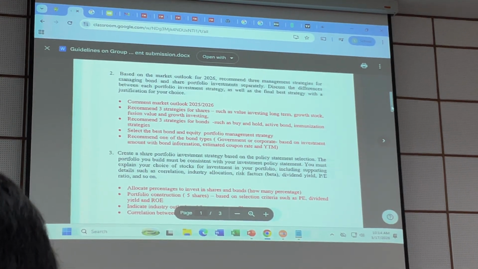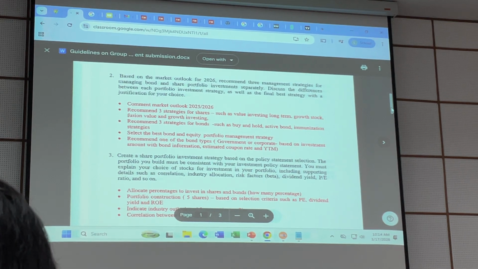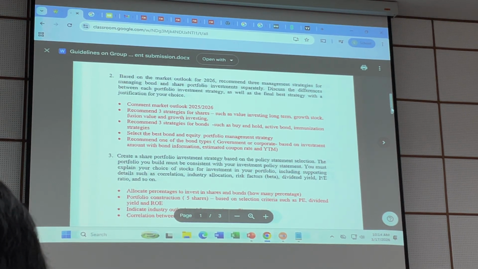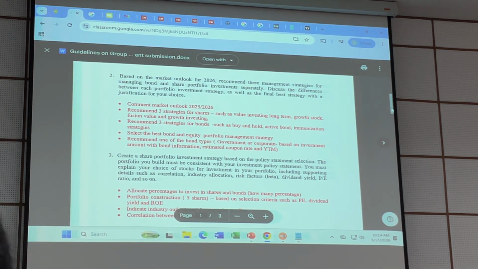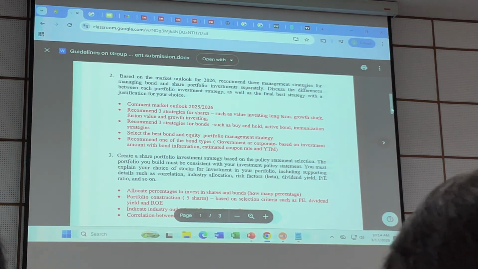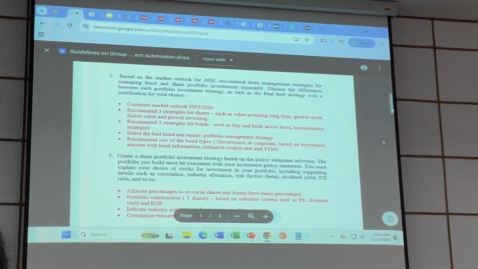And give me the bond details, whether short-term bond or long-term bond. I suggest short-term bond within 3 to 5 years. Estimate the corporate rate due to maturity. You can go to the bond supermarket to select some bonds. Give me the bond name, give me the bond details. Alright? And number 3, create an investment strategy.